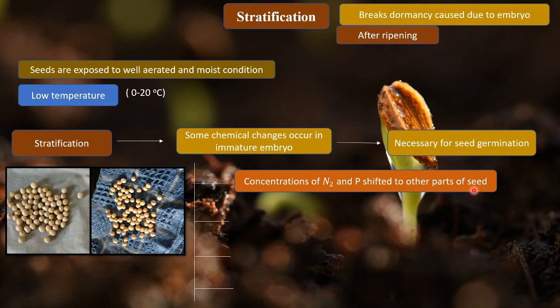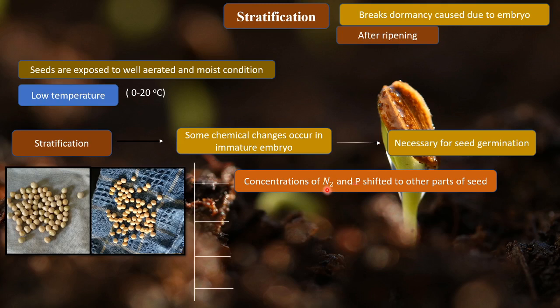It has epicotyl, hypocotyl, radicle, plumule, cotyledons, embryo, endosperm, right? So sometimes it happens that not all parts have a proper concentration of nitrogen and phosphorus. These two are very important. These are macronutrients important for the plant to grow.